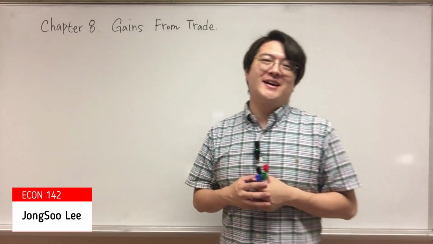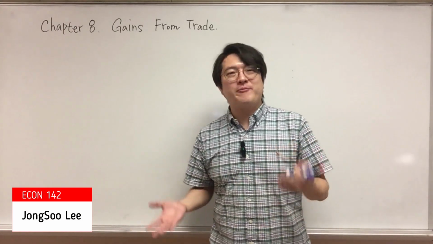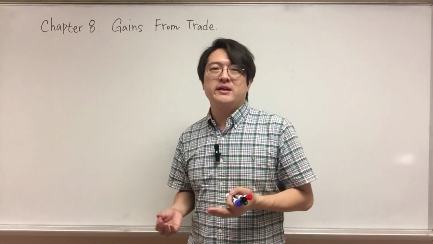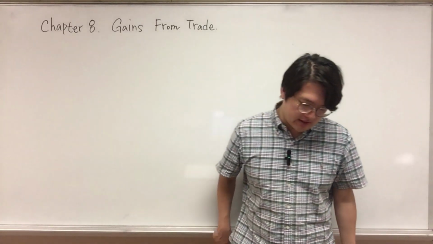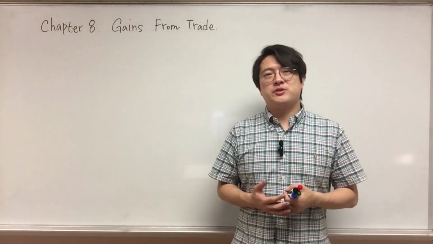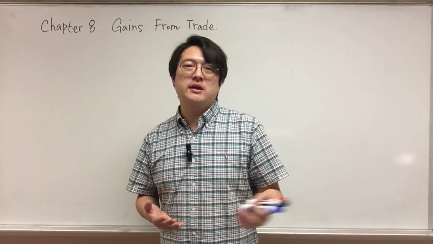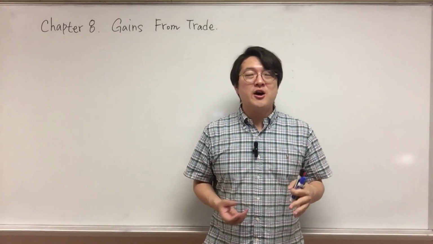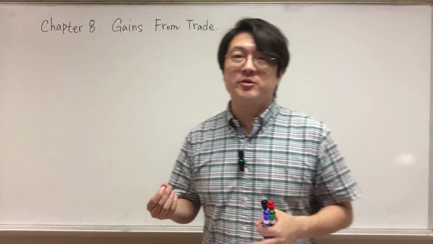Welcome back. Last time we studied welfare and efficiency, which is about calculating the surplus from the buyers and sellers. Today we are going to talk about chapter 8, which is gains from trade. In this chapter we will focus on comparative advantage associated with opportunity cost.